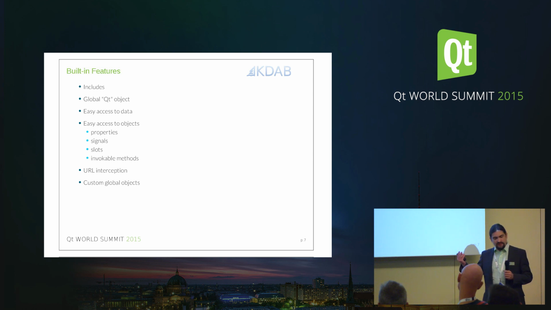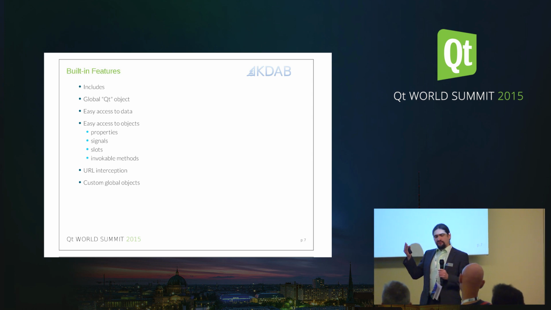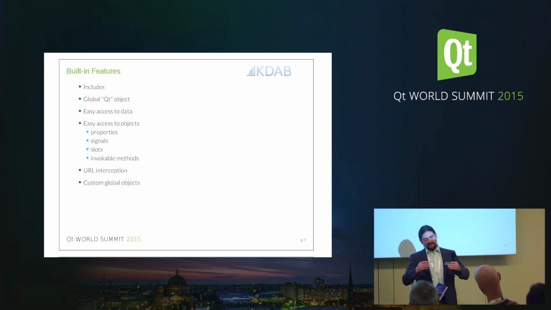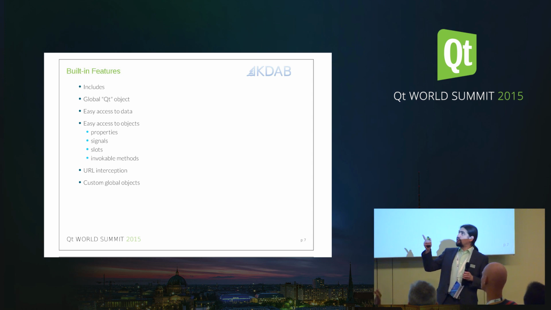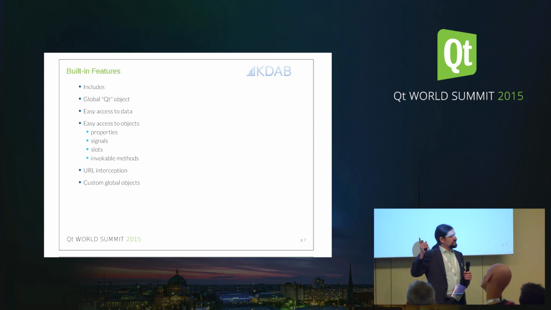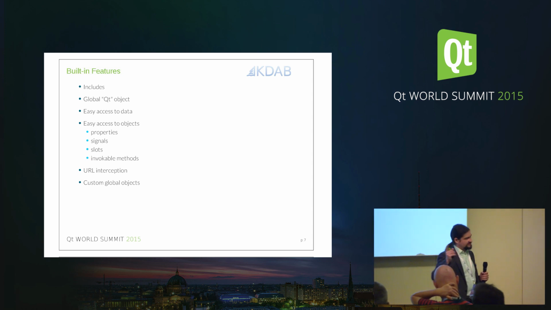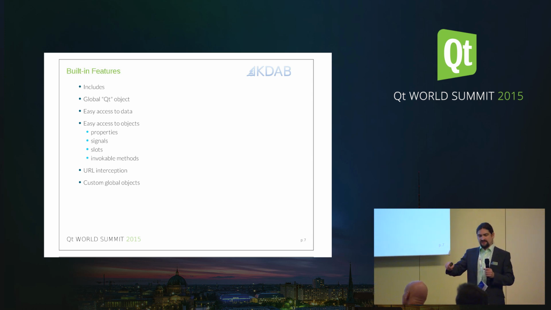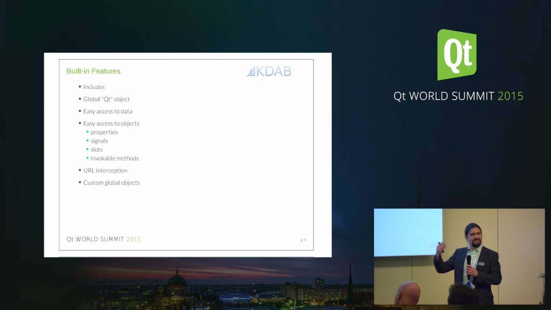For example, it has a function to open a URL in an external program, right? So if your script wants to open a PDF in the user's PDF viewer, you just call Qt.openUrlExternally, and then this will go to the operating system, and the operating system will launch the correct application for whatever file you pass. So the things you get basically for free.